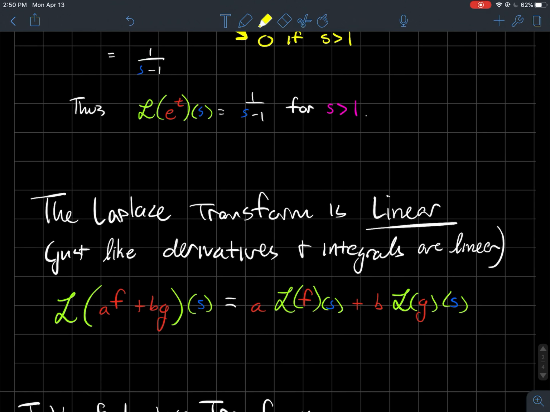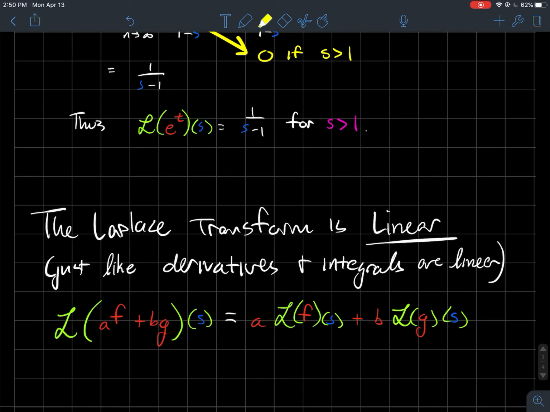And what do I mean by that? I mean that if you're going to take the Laplace transform of some constant times a function f plus some other constant times a function g, remember that you can take constant multiples outside and you can split over a sum. That's what it means to be linear. So notice that I've split this into two pieces and I've pulled the constants out front.